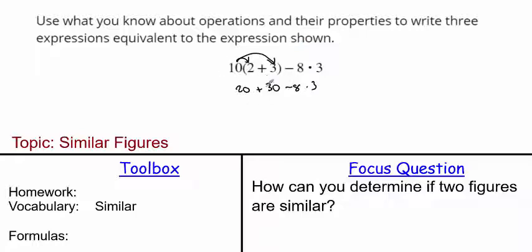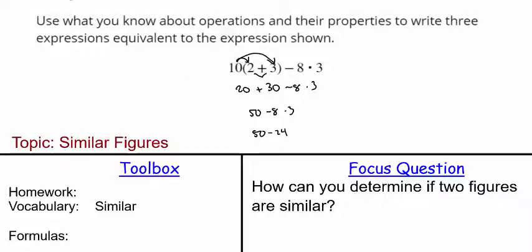And another way you could write this, I guess you could add the 2 and the 3 and multiply 10 times 5 to get 50. 50 minus 8 times 3, or you can multiply the 8 times 3. You could do 50 minus 24. So there's a lot of different ways you could write that, but there's some examples.